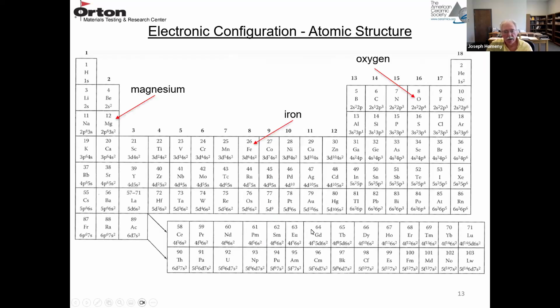So if you look at the periodic table for all the elements, this table just shows the abbreviated notation for the outermost electrons, which are responsible for bonding. So here's magnesium. We just looked at that one. 2p6, 3s2. These are the outermost electrons. Iron, 3d6, 4s2. And then finally oxygen, 2s2, 2p4. So all of the electrons in the outermost level in this abbreviated notation are shown on this periodic table.